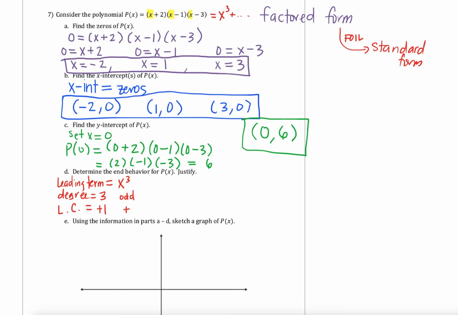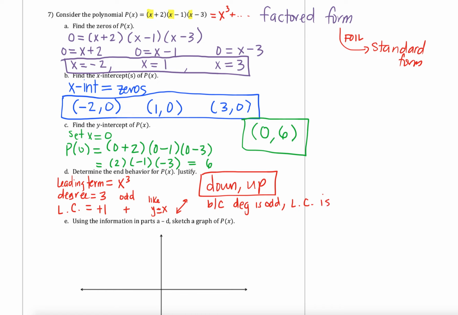Well, if I have an odd degree and a positive leading coefficient, this is like y equals x, which would just be our straight line with positive slope. So our end behavior is going to be down, up. And in this problem, we are asked to justify it, so we need to explain it just like we were doing before, but that would be because the degree is odd and the leading coefficient is positive.